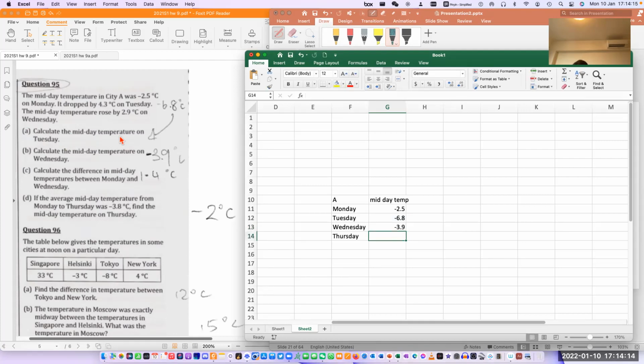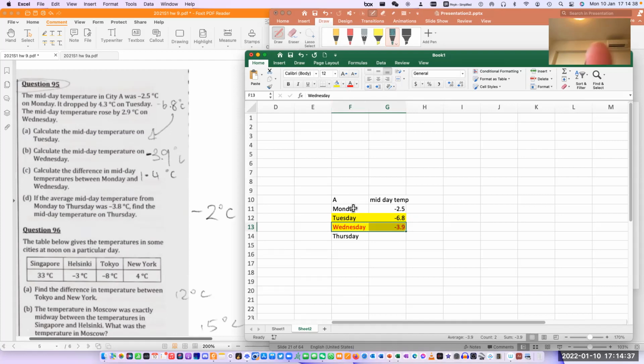So it says calculate the midday temperature on Tuesday. Tuesday is here, which is correct. Your answer is correct. And calculate the midday temperature on Wednesday. So Wednesday is minus 3.9. Very good. Your answer is also correct. So calculate the difference in midday temperature between Monday and Wednesday.